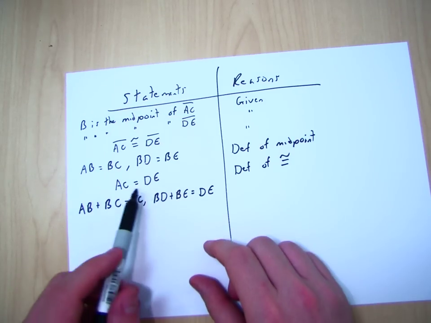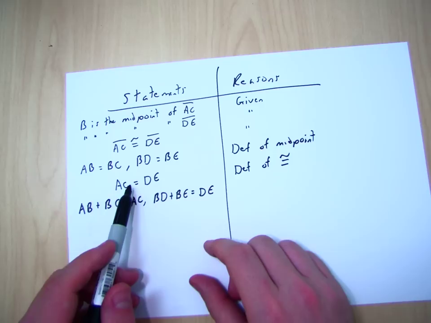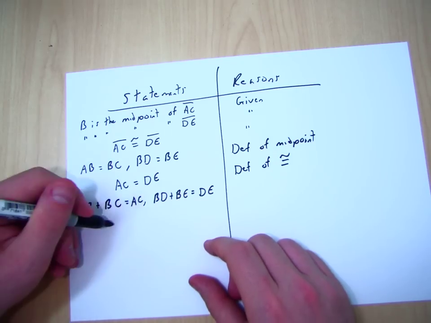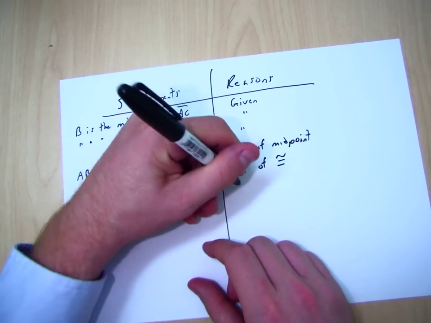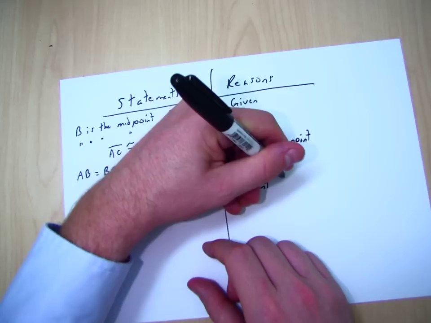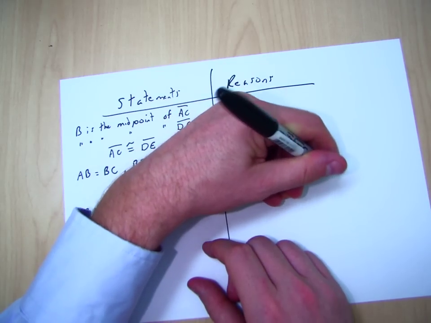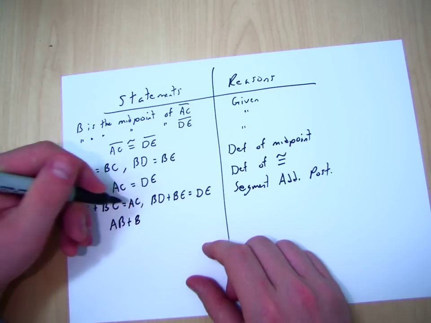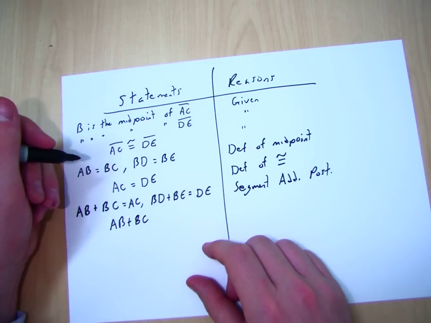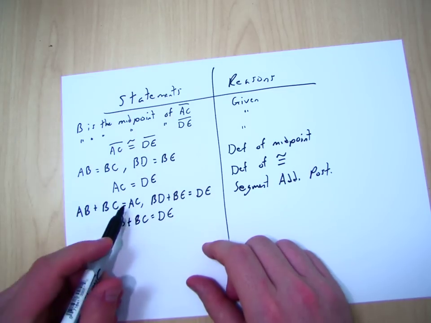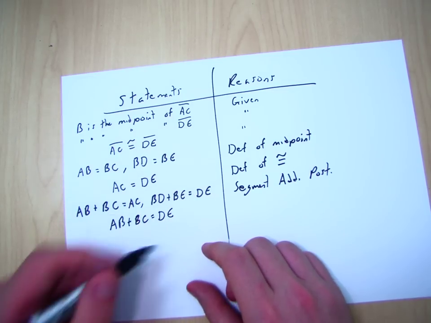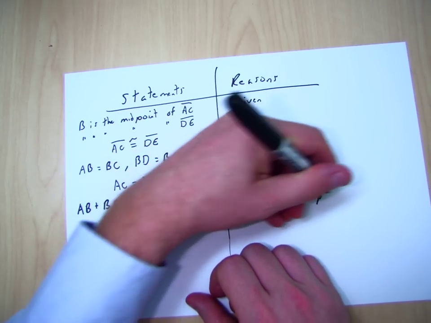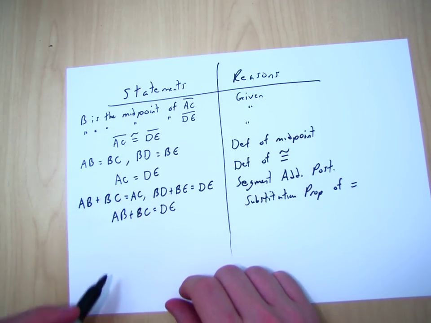Why is that important? Well, I know that AC and DE are the same. And so what I'm going to do here is substitute, instead of writing AC here, I'm going to say that AB plus BC is equal to DE. By the way, I can do this because of the segment addition postulate. And I can do that because I'm substituting DE instead of AC for this segment. So that's a substitution property of equality.